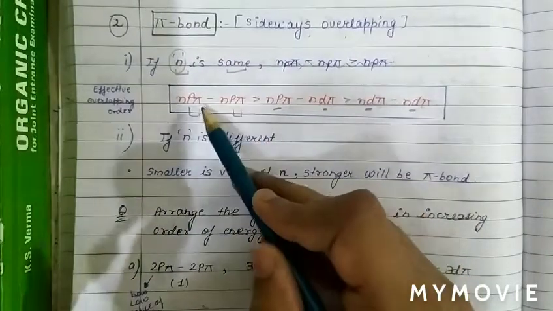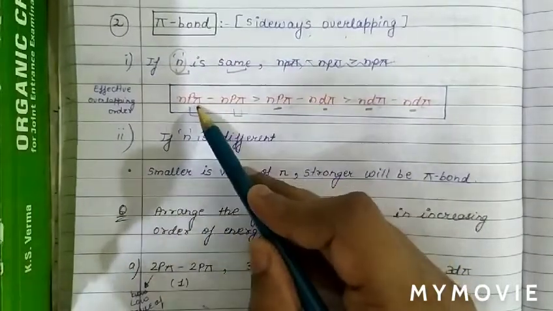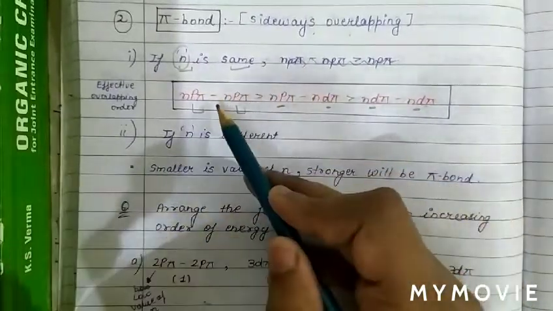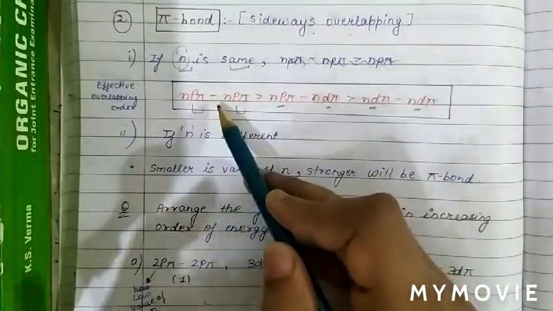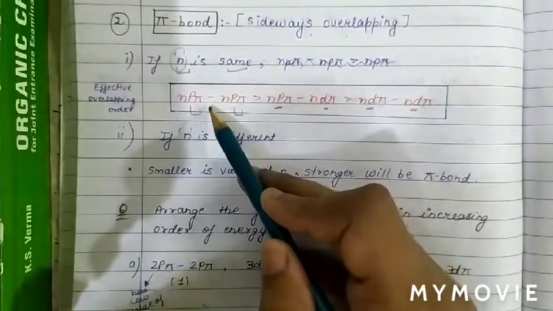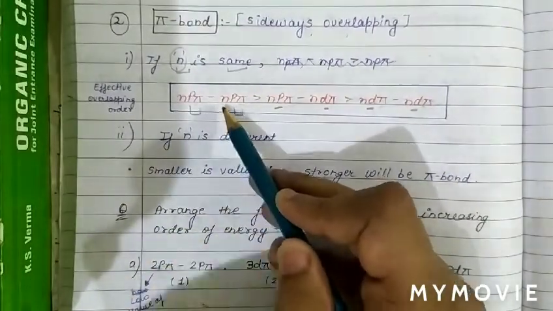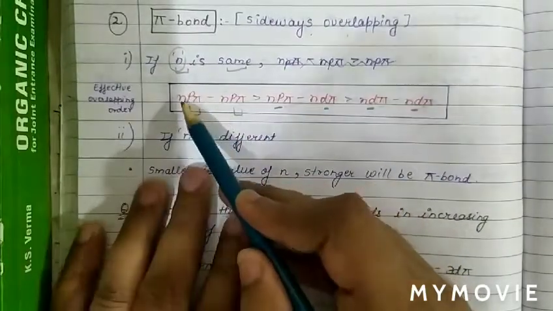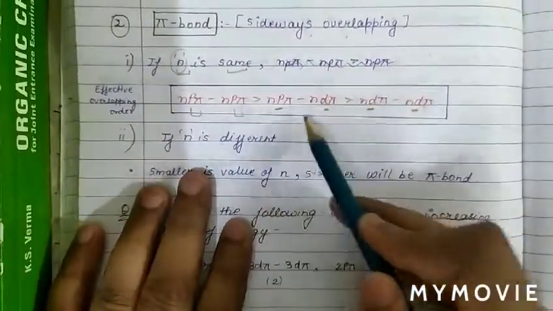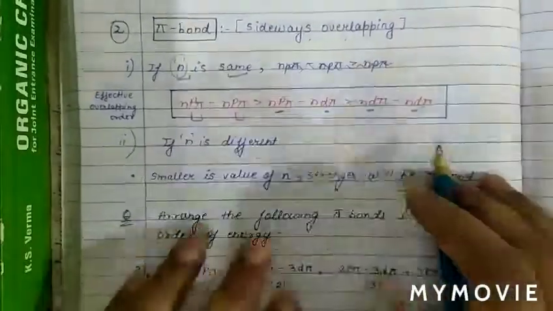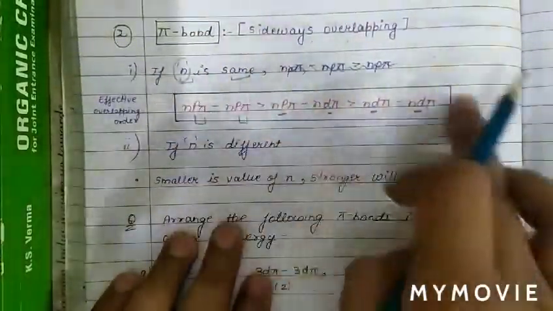The lobes are close in pπ-pπ as compared to pπ-dπ. Lobes being close means the extent of overlapping is more, therefore stronger will be the bond formation. Therefore bond strength is high in case of pπ-pπ, then pπ-dπ, and then dπ-dπ. This is the case when the value of n is the same.